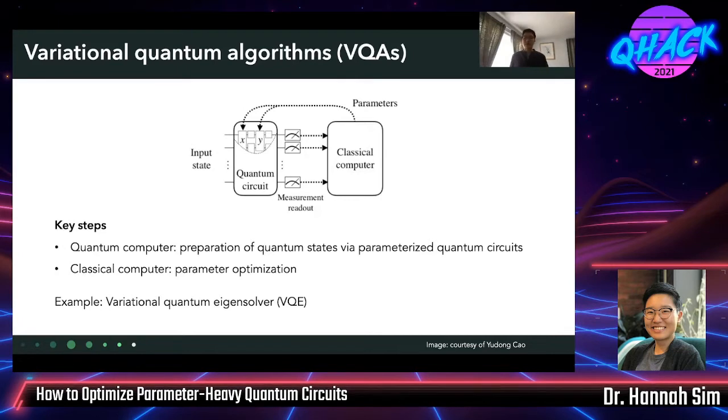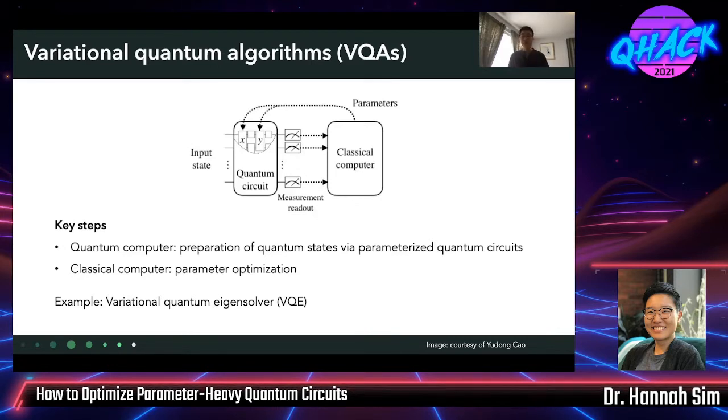On the quantum computer, you'd be preparing and measuring relevant quantum states that are generated by the so-called parameterized quantum circuits. Once you obtain enough measurement data, as well as the parameter settings of your quantum circuit, this information is fed into the classical computer, where you do some sort of parameter update or optimization. These updated parameters are fed back into the quantum circuit and you repeat the cycle over and over again until some convergence criteria.